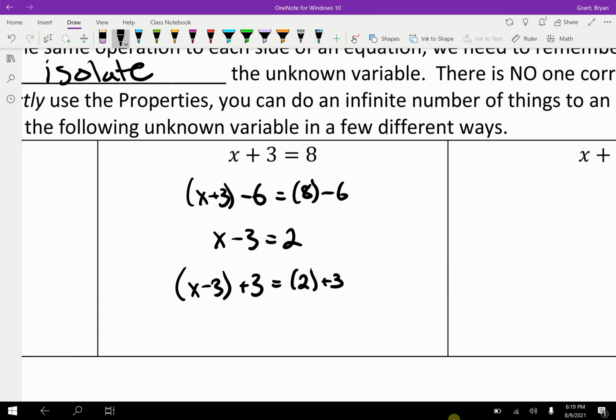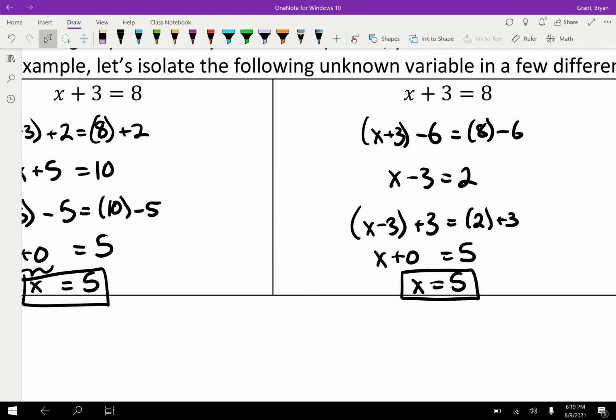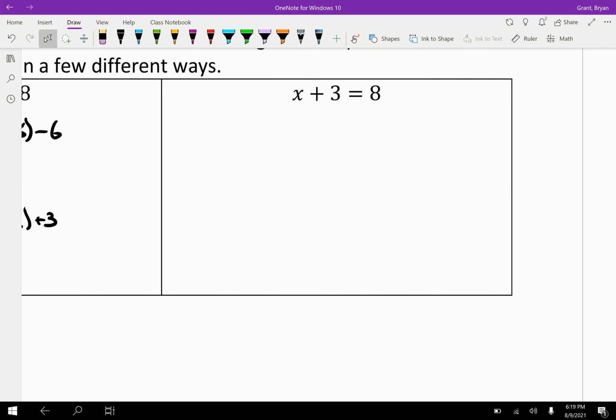Okay, well, negative 3 plus 3 is 0. 2 plus 3 is 5. And we just talked about if you have x plus 0, we can just leave that as x equals 5. Oh, that's the same answer we got over here. Now, hopefully you're just gnawing at your hands in frustration saying, well, this is so silly. Why would you ever solve an equation like this? There's got to be a faster way. Well, of course there is.